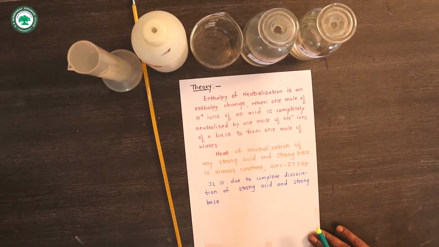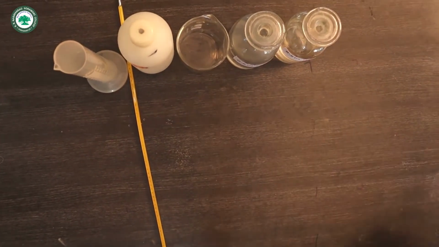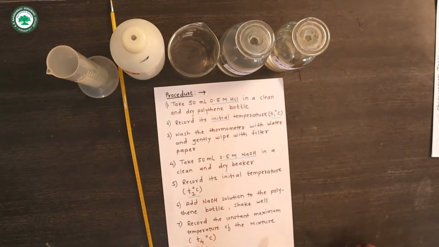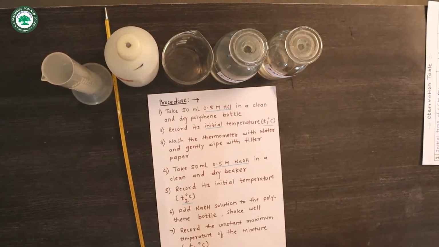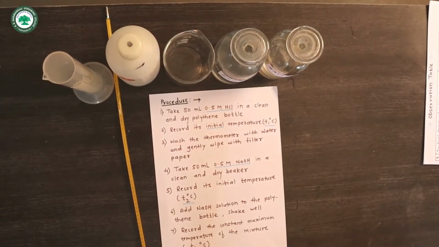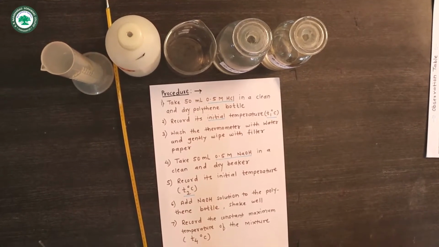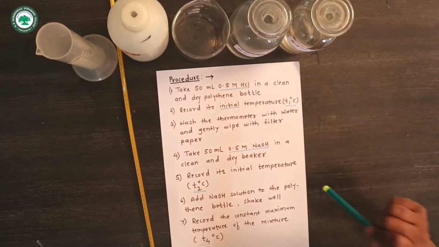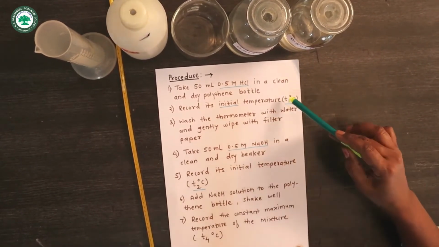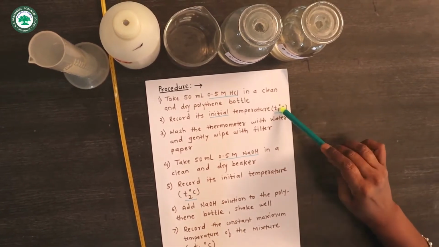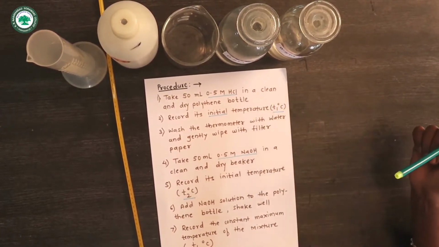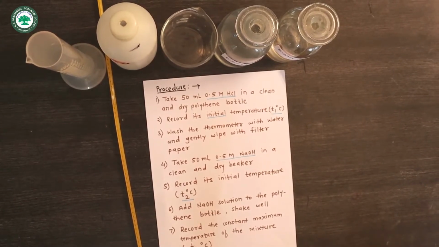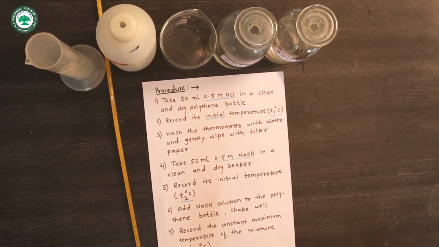Now let us perform this experiment. For the chemistry subject, the procedure is allowed in the HSC board exam, so let us hear the procedure. First point: take 50 ml of 0.05 molar HCl in a clean and dry polythene bottle. Then record the temperature of that HCl solution and call that temperature T1 degree Celsius. Then wash the thermometer with water and gently wipe it with filter paper.